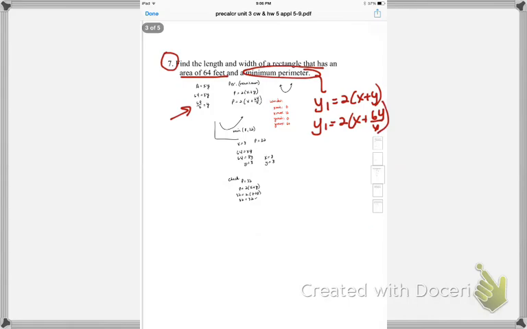Again, you're looking for a minimum. And your minimum comes out to be 8, 32. This is your x. This is your minimum perimeter. Plug this back into your formula and find your y. So you have an x of 8 and a y of 8.